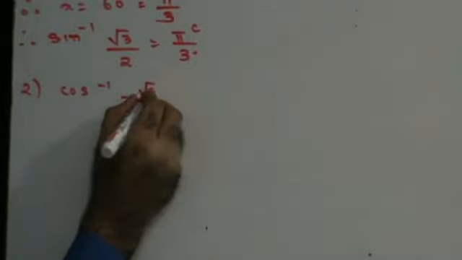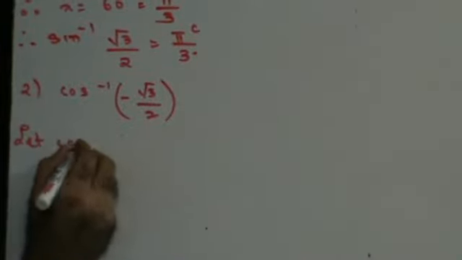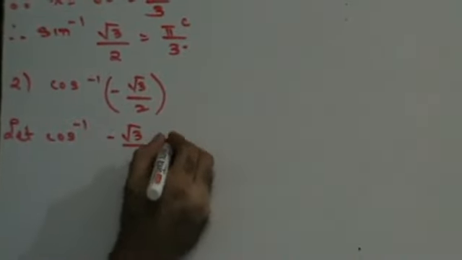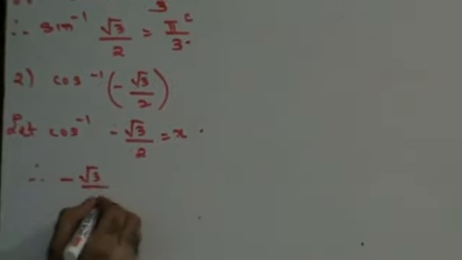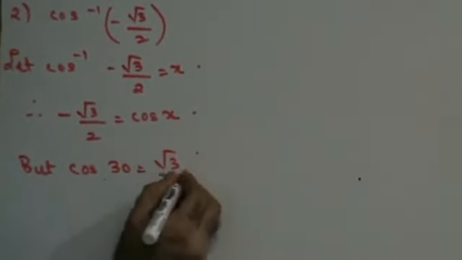Next, let's see another sum, guys. Cos inverse of negative root 3 by 2. Same way as we did the previous sum, we'll say that cos inverse of negative root 3 by 2 is equal to x. Therefore, negative root 3 by 2 is cos x. Now we know that cos 30 is root 3 by 2, but here the answer is negative.